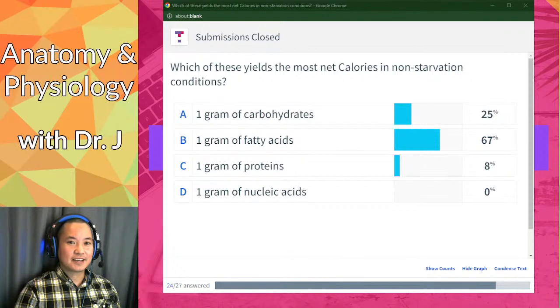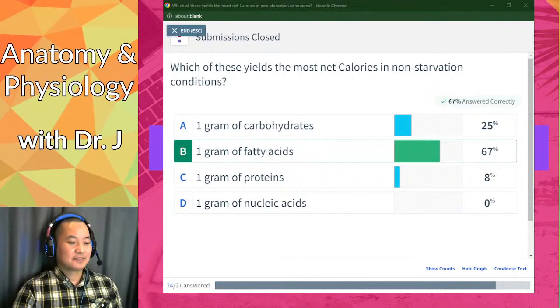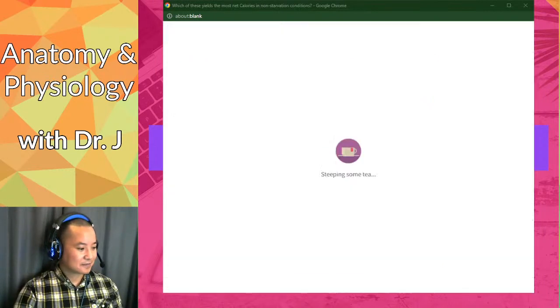Most of you said fatty acids, and those of you who said fatty acids are correct. And why is that? Again, if you look at the back of your nutrition label, you see grams and calories as well. So you're able to convert this, but how are you able to convert from grams of these macronutrients to calories? Well, this is our next question.